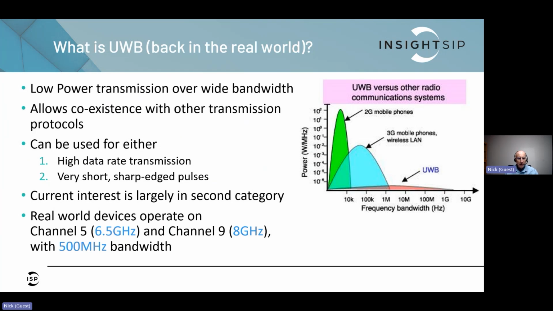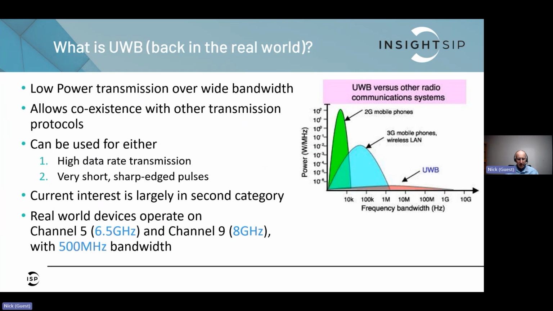So what can you use it for? Well, you can use it for high data rate transmissions. There's reasons perhaps why that route hasn't really taken off. Or you can have very short, sharp pulses, which you can use for timing. And that's where the focus is today. So back in the real world, what does this mean?